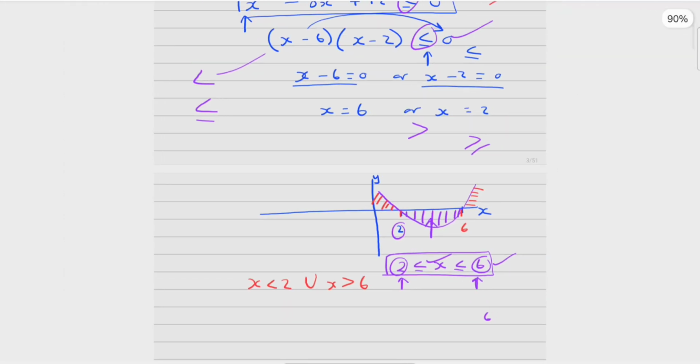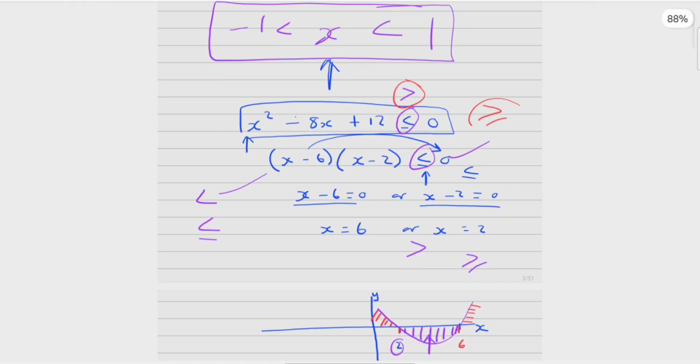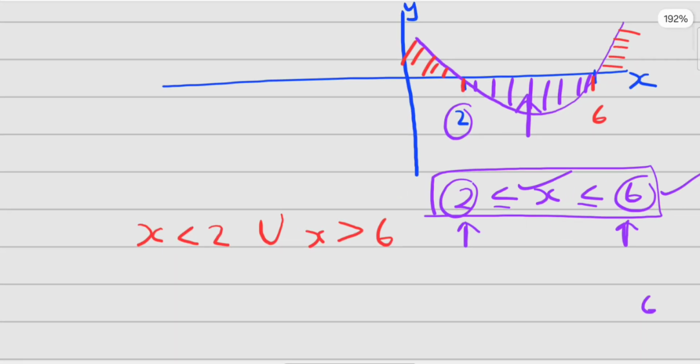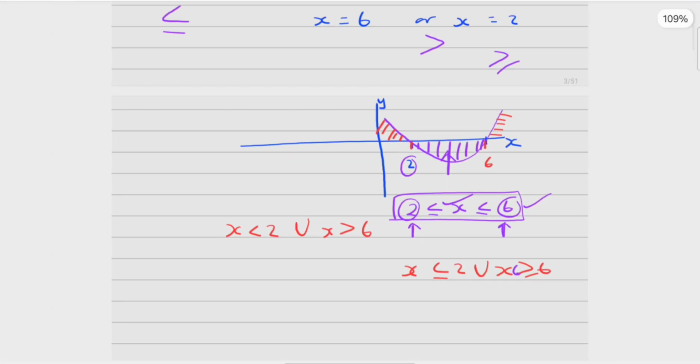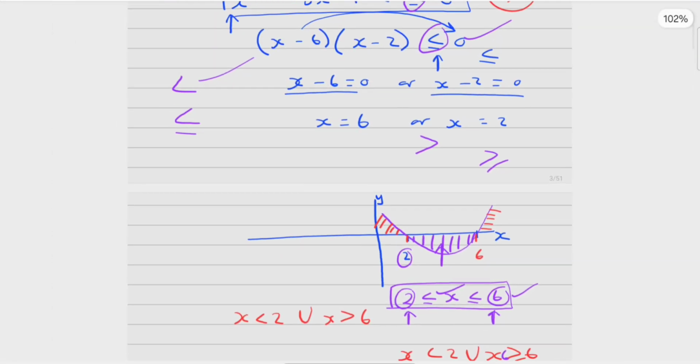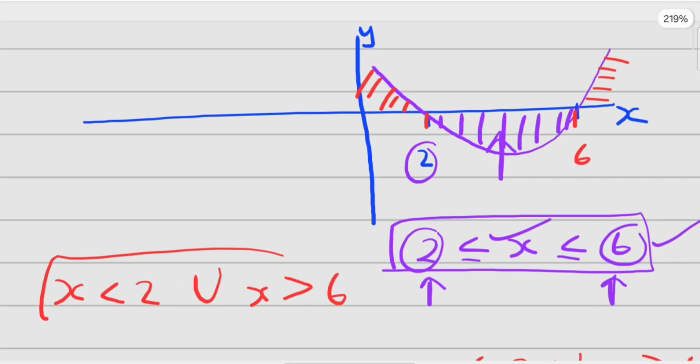So if the question had, for example, greater than or equal to, we just put x is less than or equal to 2 union x being greater than or equal to 6. But because this had just a greater than, we just write it like this.